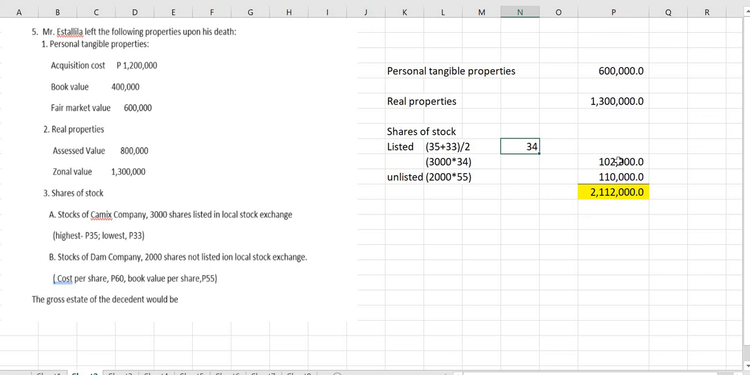So, we have 102,000. For unlisted shares, of course, that would be the book value per share. So, you have 2,000 shares that are unlisted or not listed in the LSE, times the book value per share, which is 55. So, 2,000 times 55, we have 110,000. So, the gross estate would be 2,112,000. That's the sum of the personal properties, the real properties, and the shares of stock. That's 2,112,000.